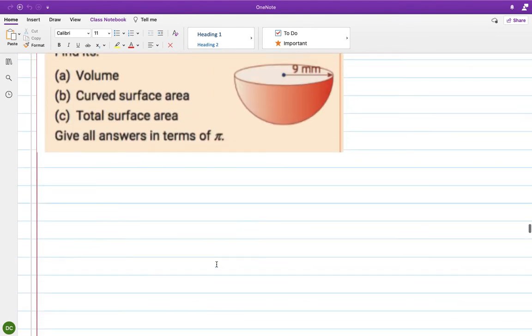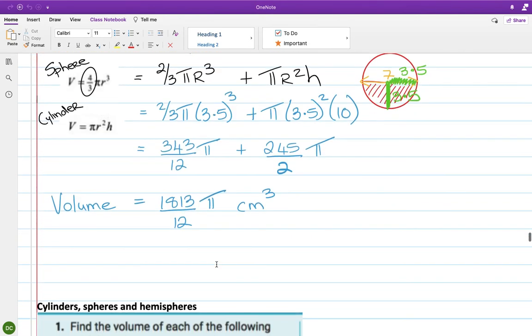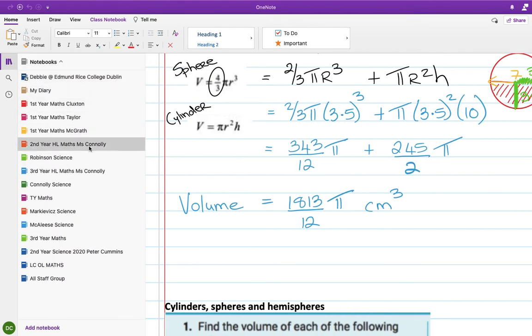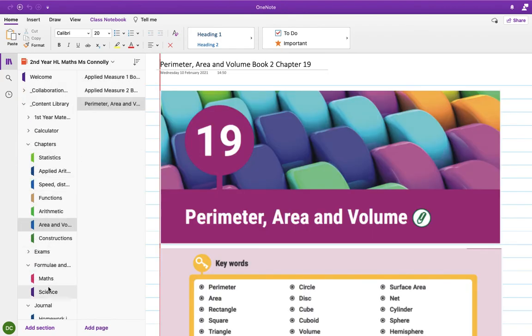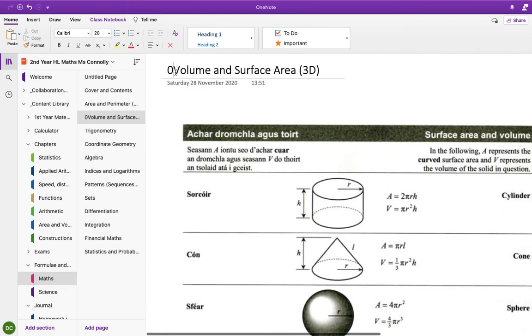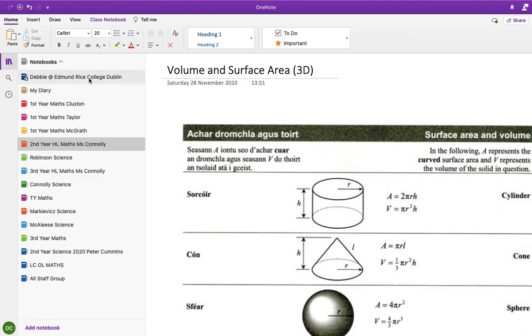Okay, so that's the idea. I've gone through all the formulas. They're all available in the formula and tables book, which you have on the OneNote page, so there's no excuse. It's all under volume and surface area, so we're in three-dimensional shapes now. You'll find them all there.